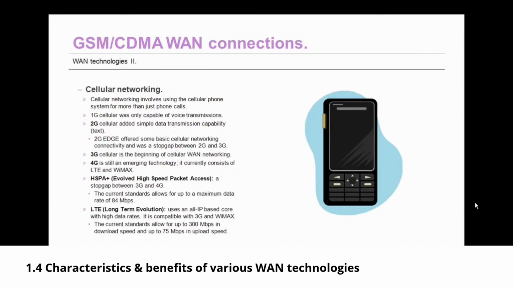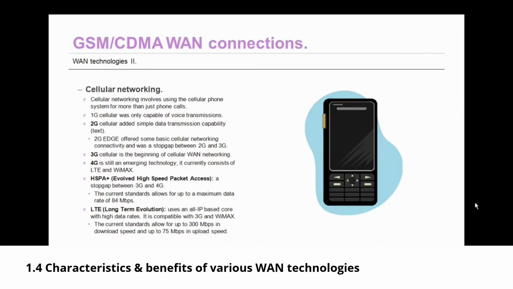Let me speak briefly about cellular networking. Cellular networking involves using the cellular phone system for more than just phone calls. Cellular networking has been around for a while, and it originally wasn't known as this, but the first version of it is first generation, or 1G cellular, and it was only capable of voice transmissions. As improvements came along, we got 2G. That is cellular with simple data transmission capabilities, as in text messaging. 2G EDGE offered some basic cellular networking connectivity and was a stopgap measure between 2G and third generation cellular.